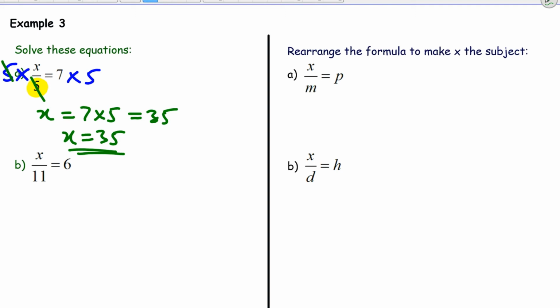We can apply the same process on the right. X is divided by m, so we shall start by multiplying by m on each side.